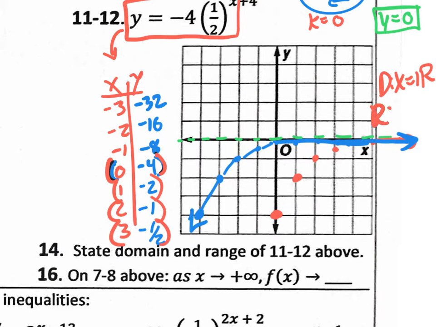How about the range? Y is less than 0. Because this whole blue graph is below the y value of 0. So y is less than 0. It looks like it's touching, but it never actually touches, just infinitely approaches.